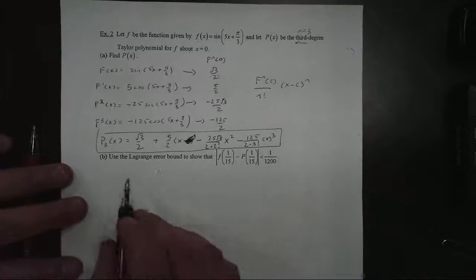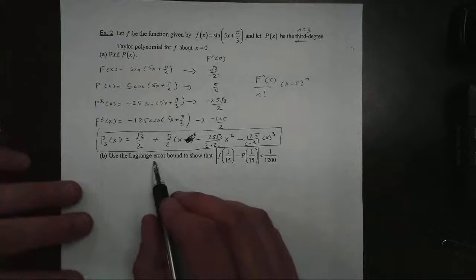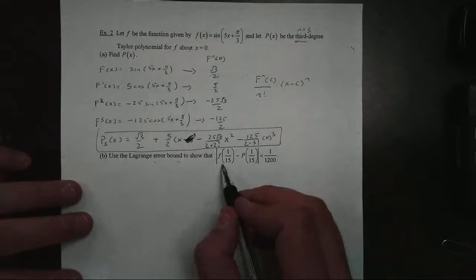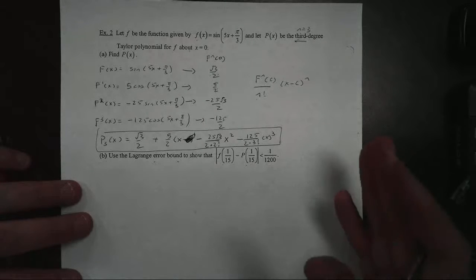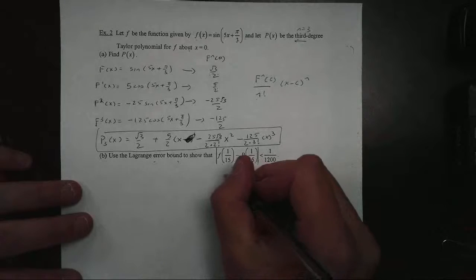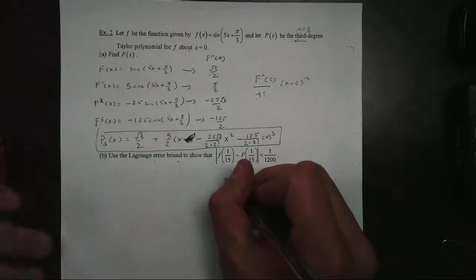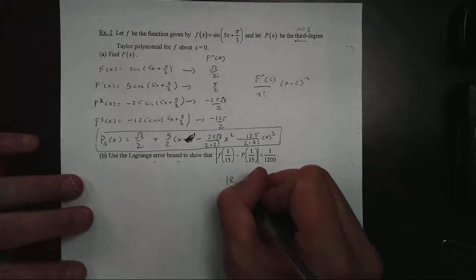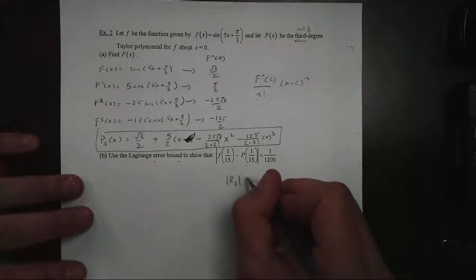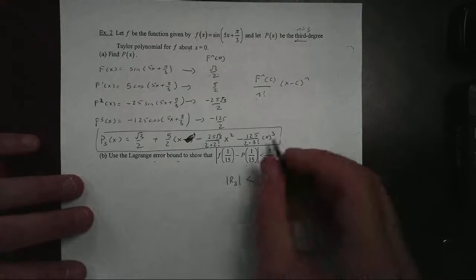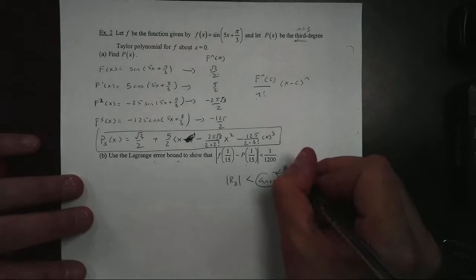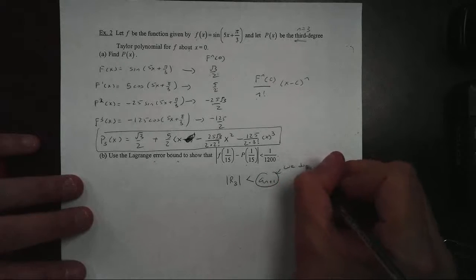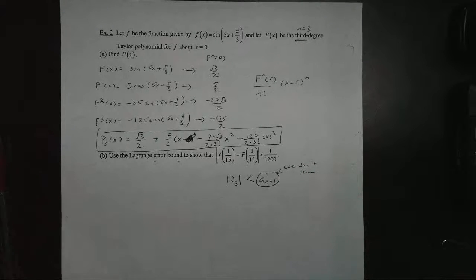Now the next question we're asked is to use the Lagrange error bound to show that our error is less than 1 over 1200. Well, just like when we did alternating series, we're really trying to show that the remainder of the third term, in our case, is going to be less than the next term. The problem is we don't know this. So we're always looking for the next term.